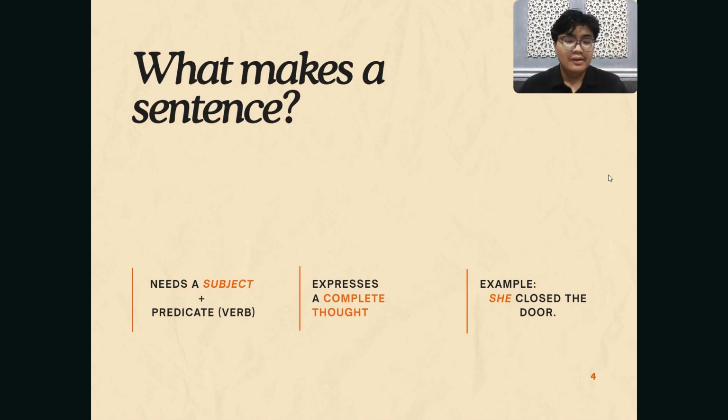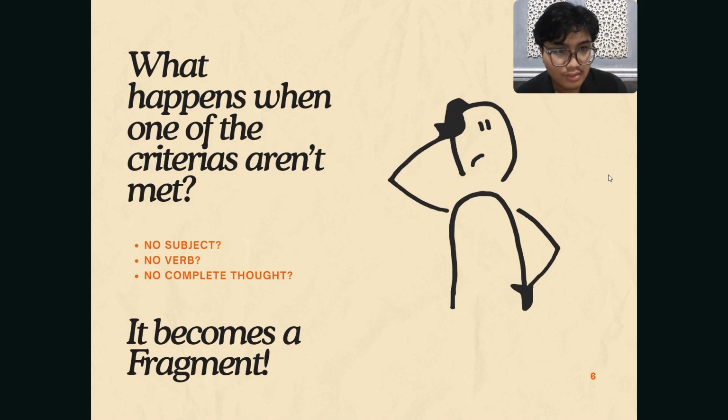How does that look? In the example, she closed the door. She is the subject, closed the door is the verb phrase or predicate, and the thought being conveyed here is that she, a girl or woman, closed the door: an action with an actor. Simple enough? Good. But what if something is missing?